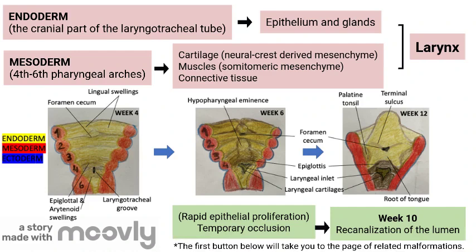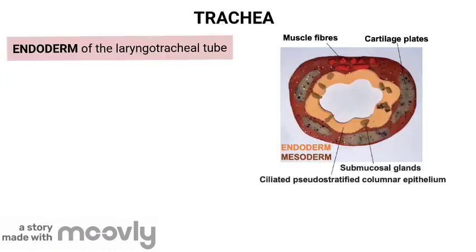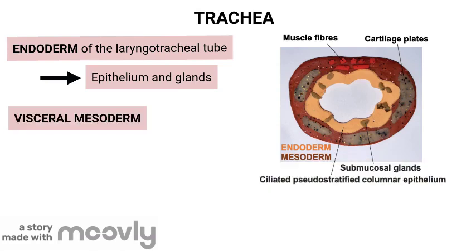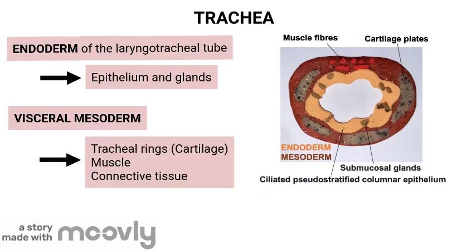Let's look at how the trachea forms. The endodermal lining of the laryngotracheal tube, which is derived from the foregut, will form the epithelium and the glands of the trachea. The mesenchyme around the laryngeal tube will form the hyaline cartilage of the trachea, the C-shaped anterior portion, the muscles of the trachea, the posterior portion, and finally the connective tissue of the trachea.